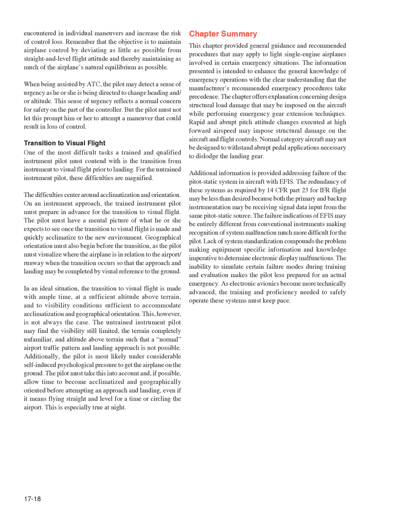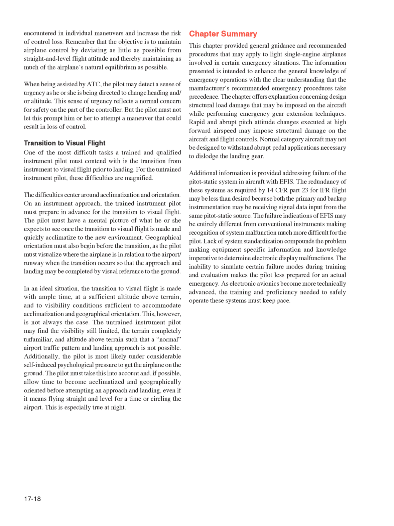Chapter summary. This chapter provided general guidance and recommended procedures that may apply to light single-engine airplanes involved in certain emergency situations. The information presented is intended to enhance the general knowledge of emergency operations with a clear understanding that the manufacturer's recommended emergency procedures take precedence.